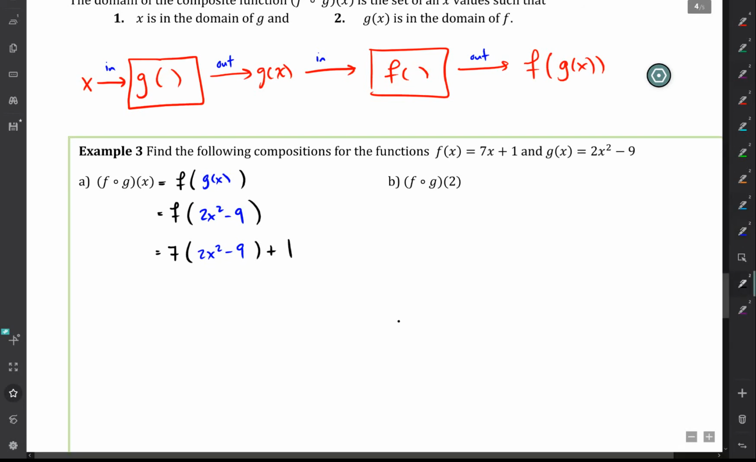And now we just simplify. So this is 14x squared, minus 7 times 9 is 63, and we have a plus 1. So I think I have f of g of x is 14x squared minus 62.